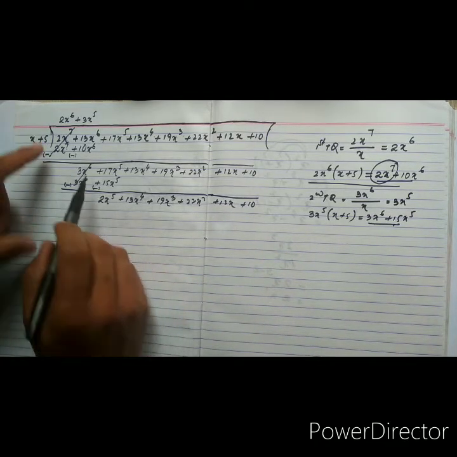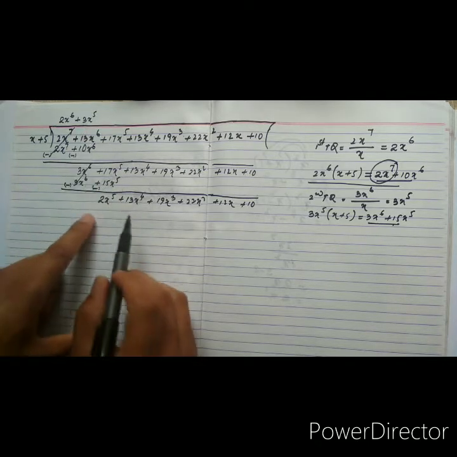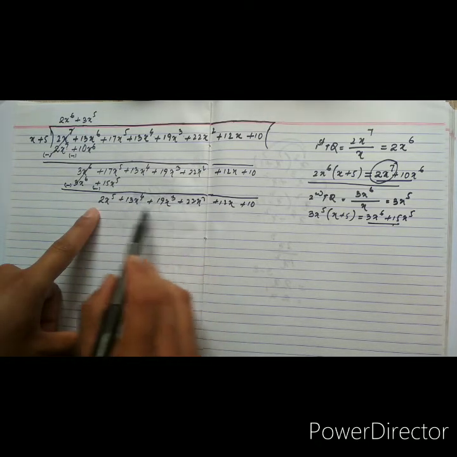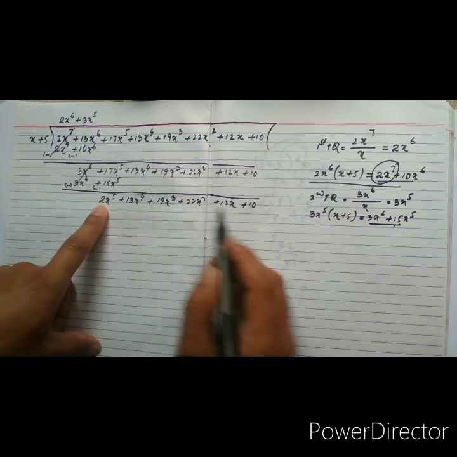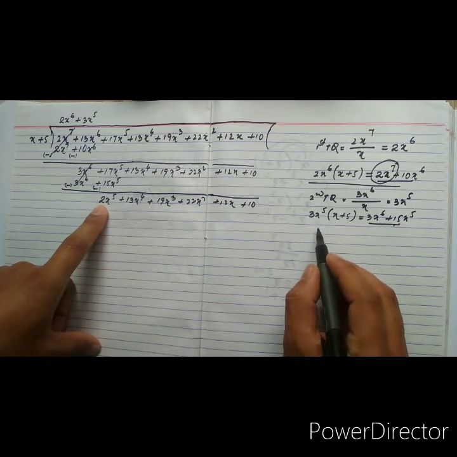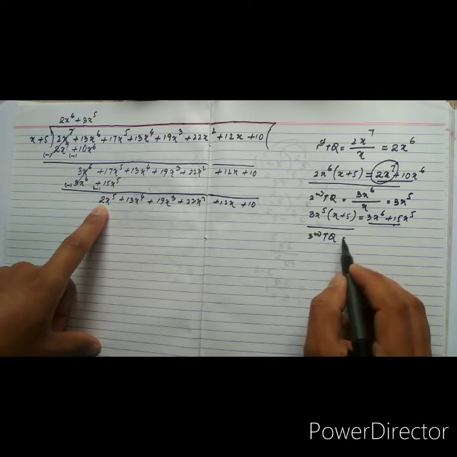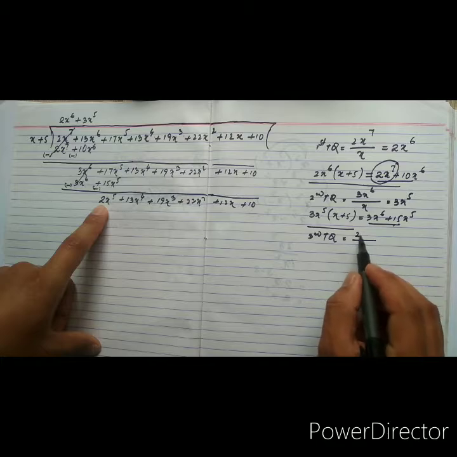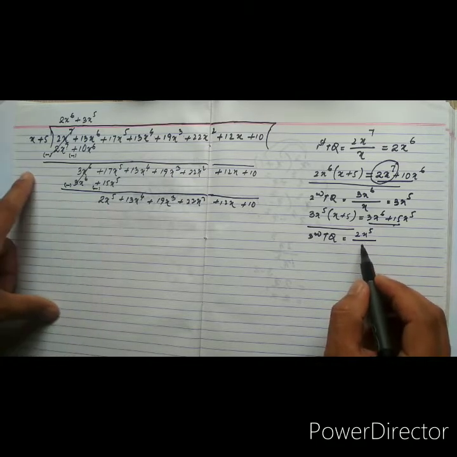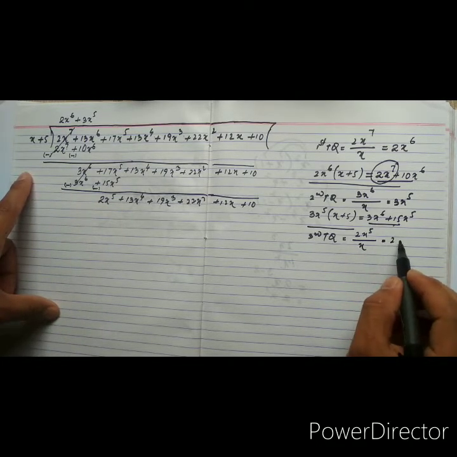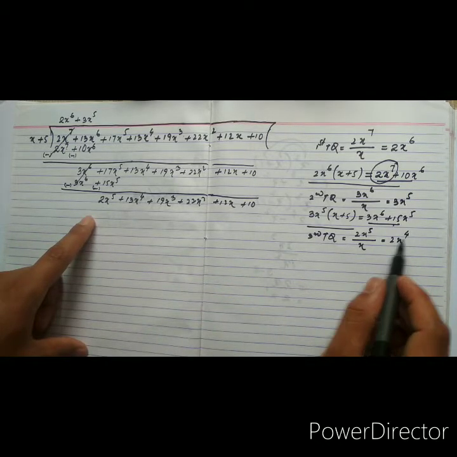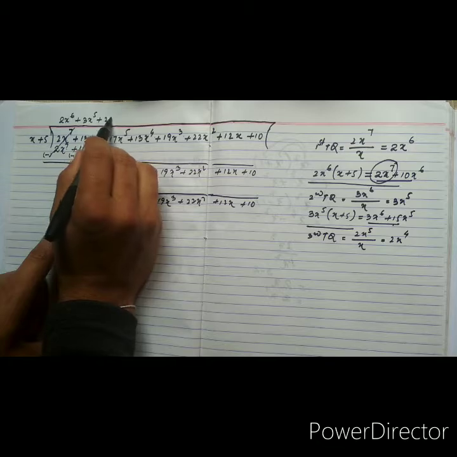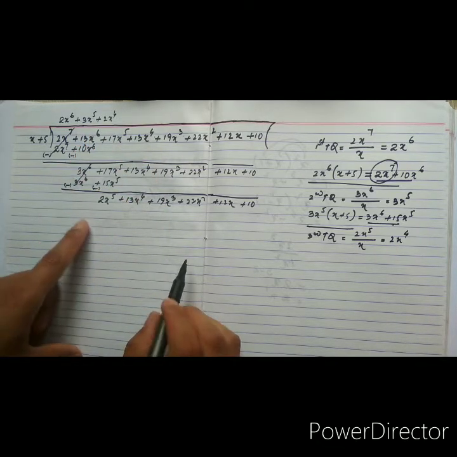Then next we are going to find the third term of the quotient. For this, from here we have to take out the term having the biggest power of x. The third term of the quotient is 2x^5 divided by x. We'll get 2x^4. So this 2x^4 becomes the third term of the quotient.